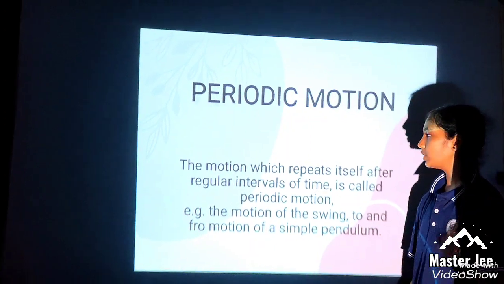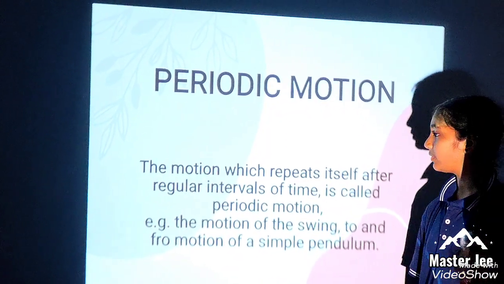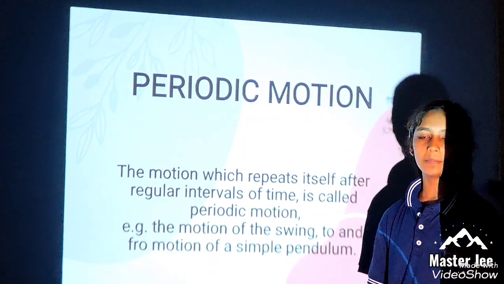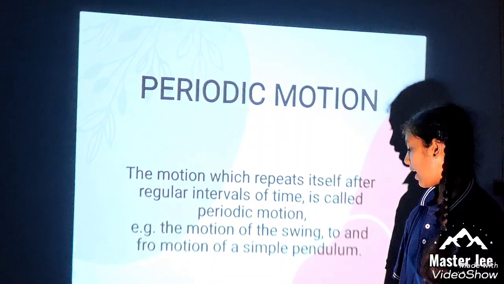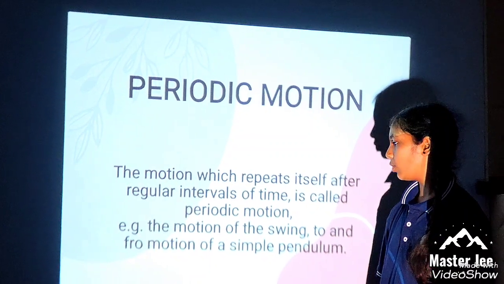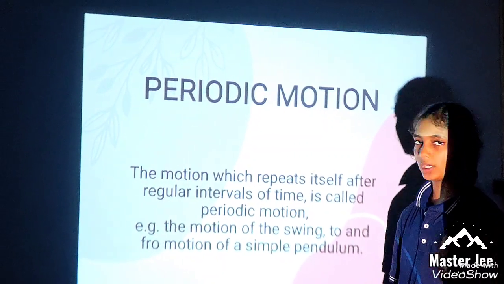Periodic motion. The motion which repeats itself after a regular interval of time is called periodic motion. Example, the moving of a swing to and fro, motion of a simple pendulum.